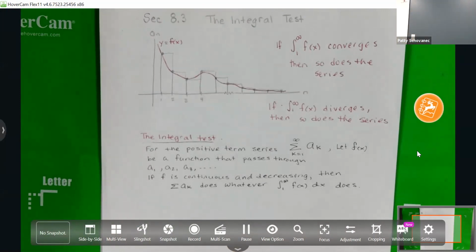So we just have to make sure we have something that we can integrate as this improper integral. Finding that function is easy. We just have to make sure the function is decreasing before we apply this test. It doesn't work just willy-nilly. We've got to make sure that we have a decreasing continuous function.